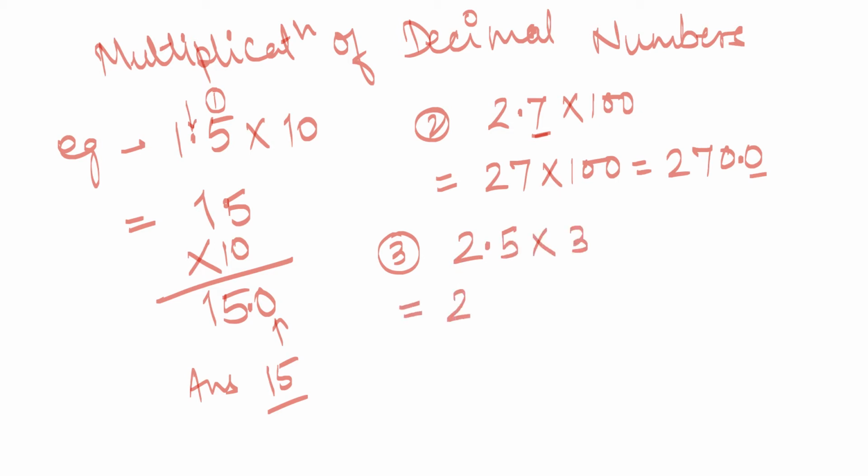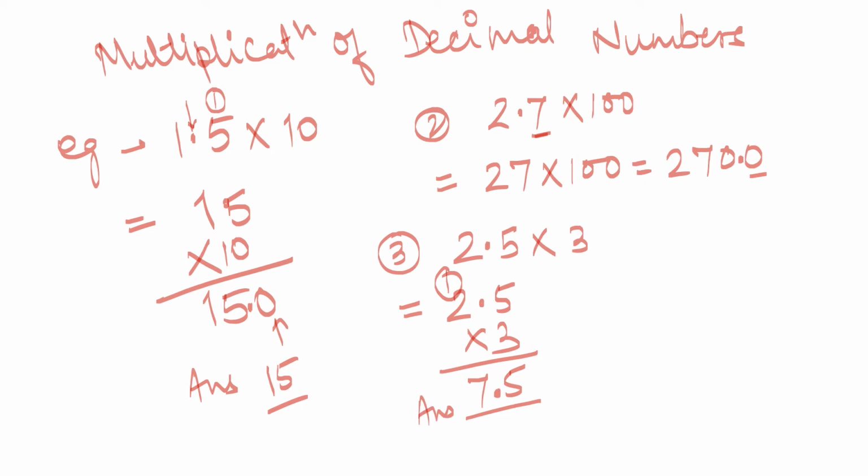Now what if we have a decimal number 2.5 to be multiplied with a number? Again ignore the decimal. 2.5 into 3. Now how much? 5 3s are 15. 1. 3 2s are 6 plus 1 is 7. So without decimal, 25 into 3 is 75. Now one digit after decimal you can see here. So from the back count one digit and put the decimal.